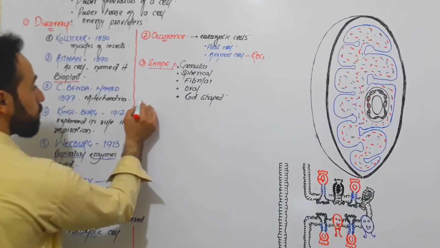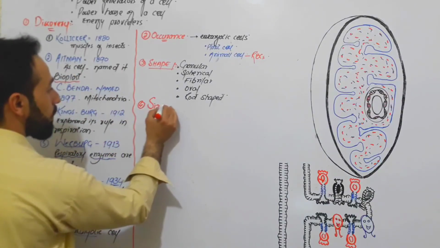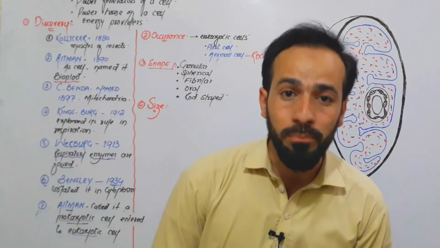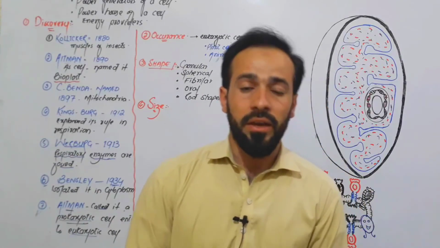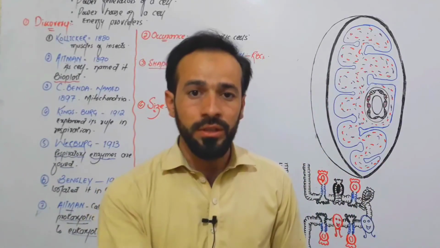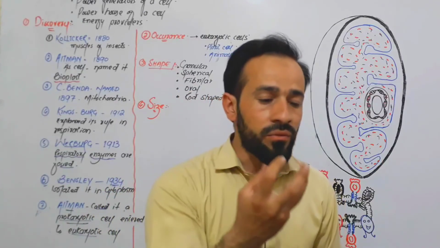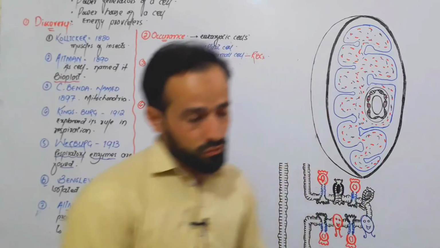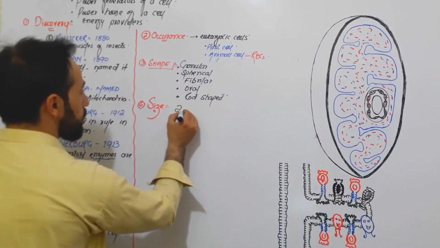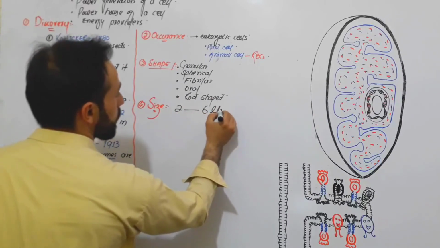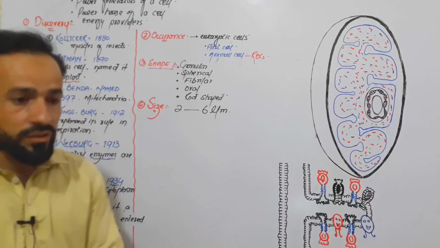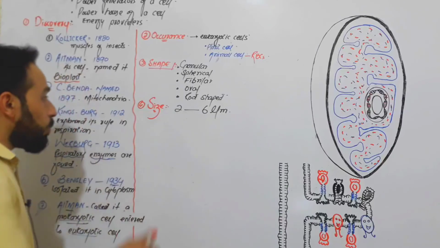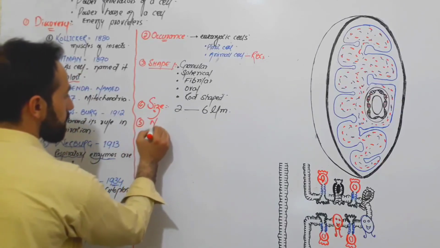Then point number 4, what is the size of mitochondria? So friends, the size of mitochondria depends upon the energy demand of the cell. If the cell wants more energy, its mitochondria will be larger, and if the cell wants less energy, its mitochondria may be smaller, right? So the size of mitochondria may be from 2 to 6 micrometers.